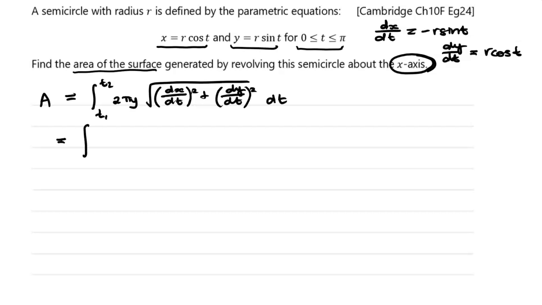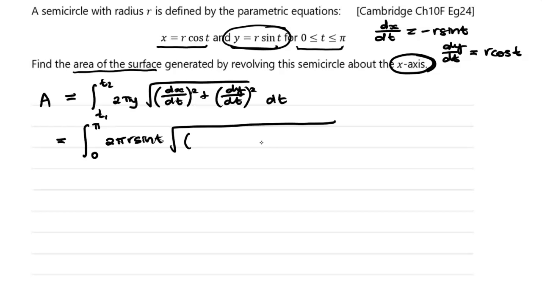Okay, so we were told that t is in between 0 and pi. We've got 2 pi, and y is r sin t, so where we used to have y, we're going to have r sin t. Now we've got our square root ready. We're going to have dx/dt squared, so that's negative r sin t all squared, plus dy/dt all squared, so r cos t all squared, and dt. Now 2 pi r here, it's a semicircle with radius r, so that's just a constant. So I'm going to put that outside of our integral.